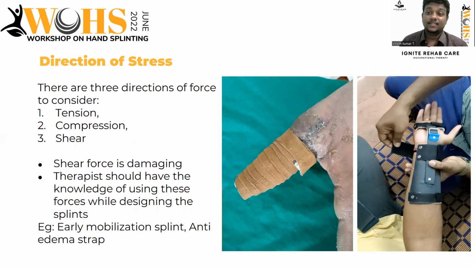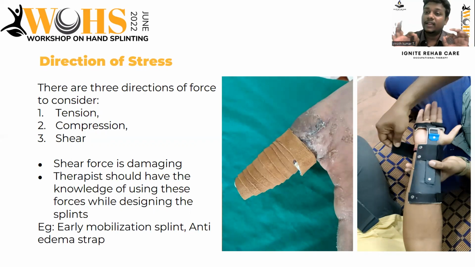Direction of stress. This is something very important when you're making a splint, because if you don't consider which direction the stress is going to be, and the purpose of the splint, it will end up in chaos. There are three directions of forces: tension force, compression force, and shear force. Tension force basically will distract the joint. Compression basically will compress the joint. Shear force basically will shear over the skin.